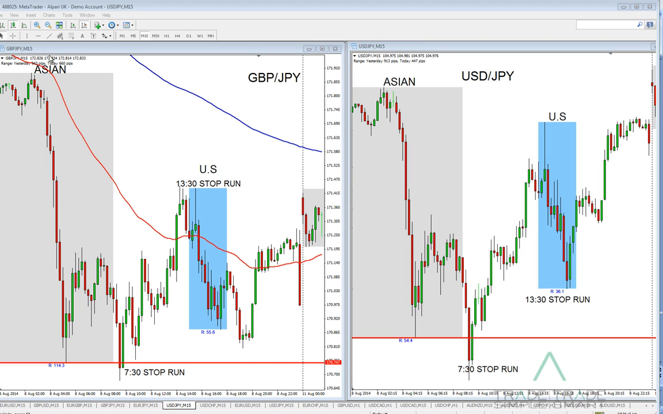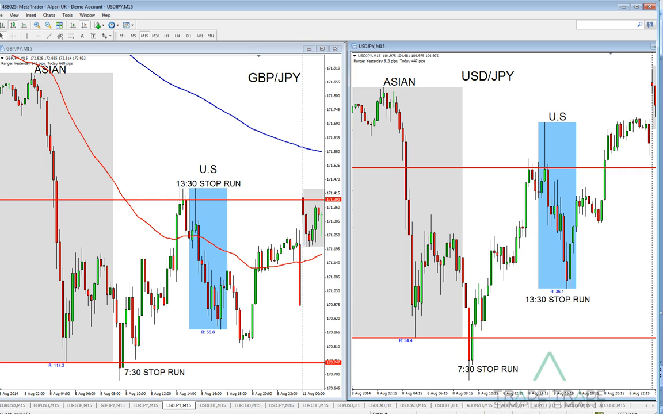Now what's interesting is as we enter into the US session, and if I mark off the zones, at 1:30 as the US session opens, we have a stop run of a previous level of support or resistance, and we get the same process take place within the dollar yen.